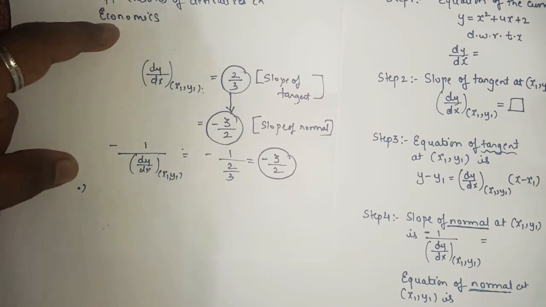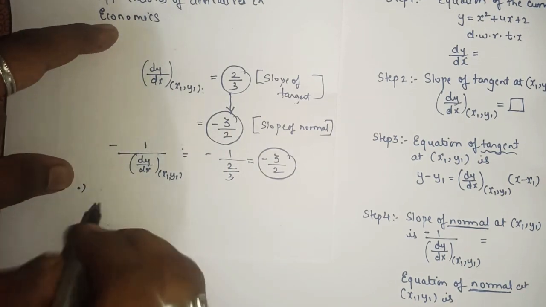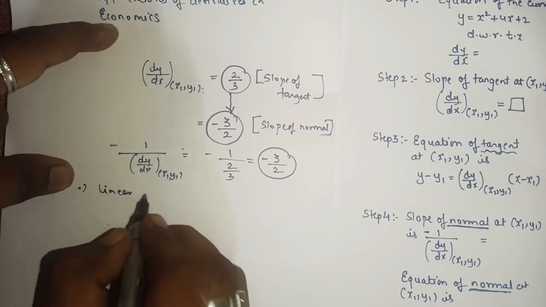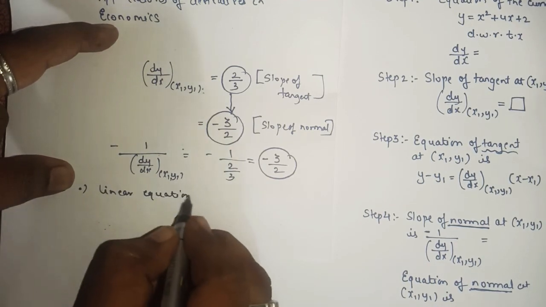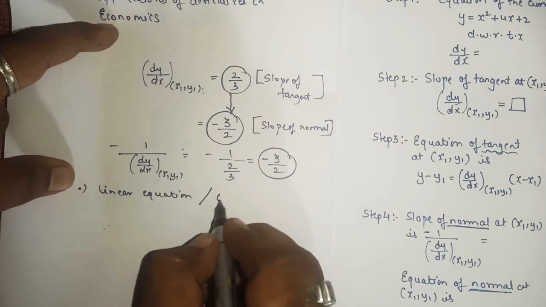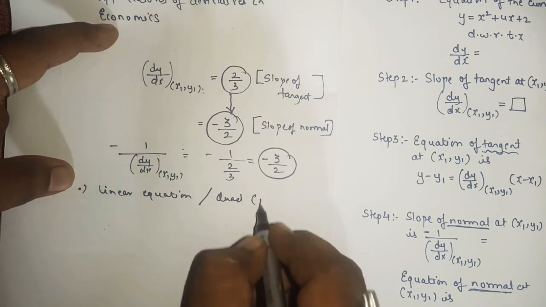In the question you will have two forms of equation. One equation will be a linear equation, and another form will be, sometimes a quadratic, sometimes a polynomial.